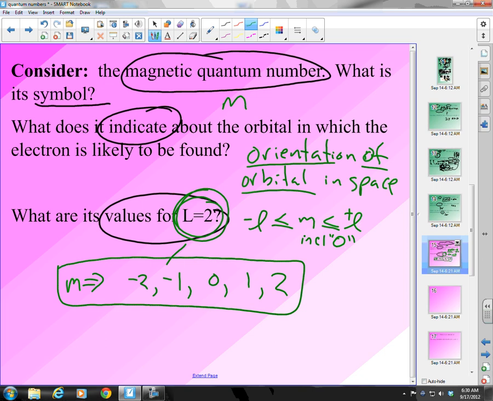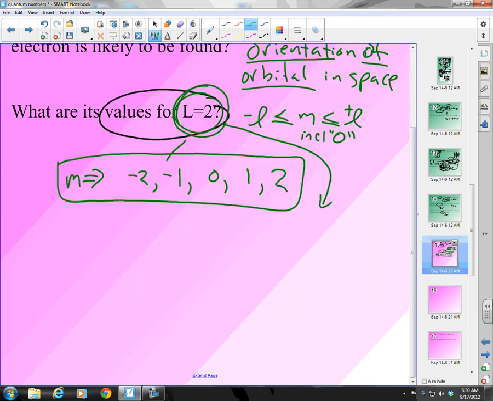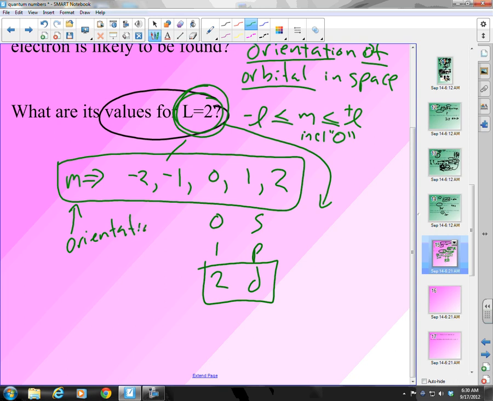Now, what does that mean? Well, what does L equals 2 mean to us? L equals 0, 1, 2, s, p, d. So we're talking about a d orbital. And for that shape, how many m's? m's means what? Orientations. So my L equals 2 means I have a d shape, and how many orientations do I have? I have 5 different orientations.